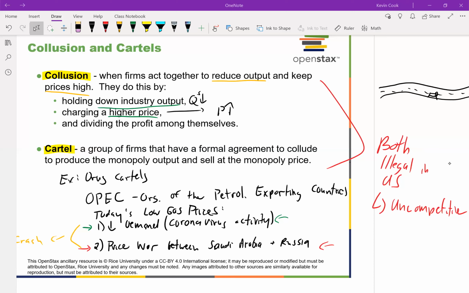illegal everywhere. Give me a second. I'll just check that really quick. Where is collusion legal?